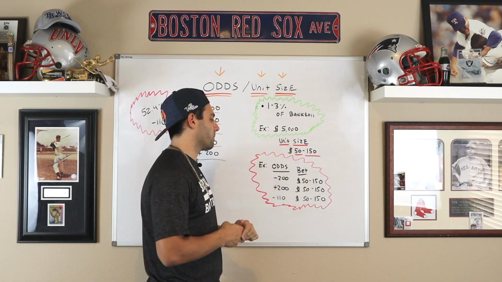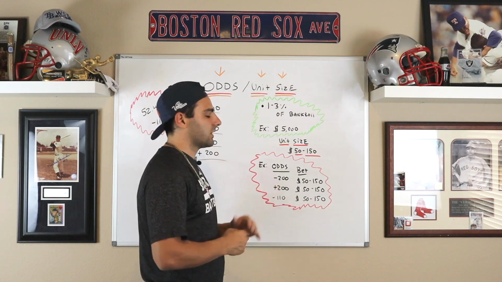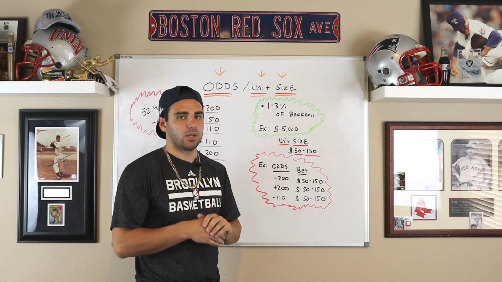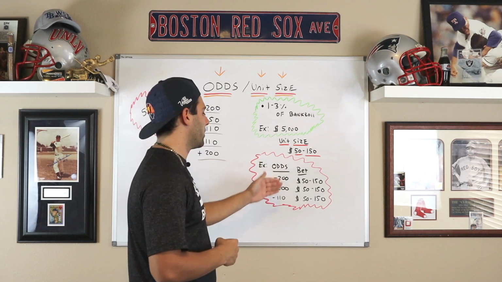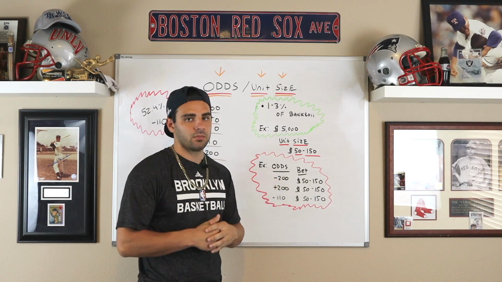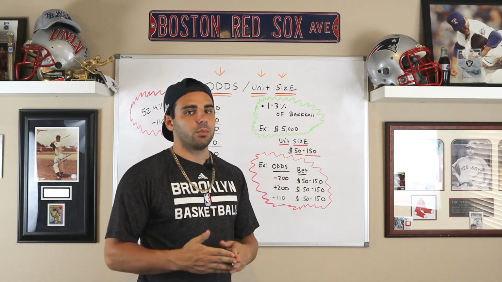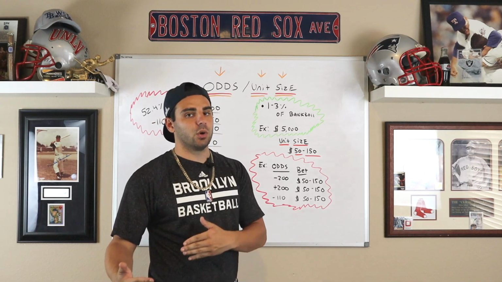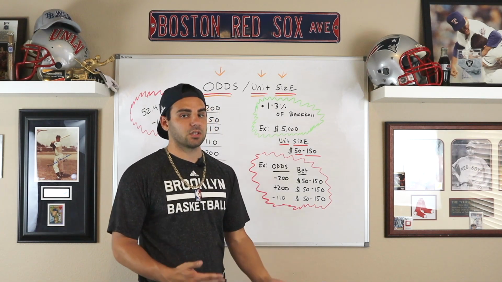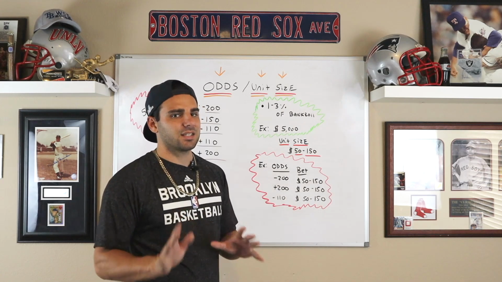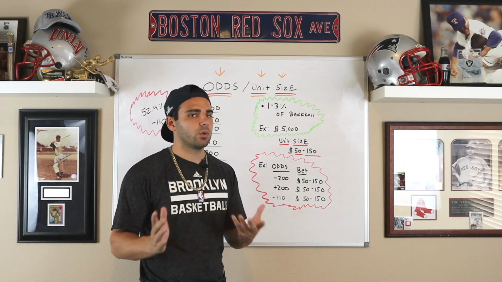That correlates with what your 1 to 3% is. Now, take that with the odds that we just explained over here. All right, so for example, if you have a play that's minus 200, like I said before, you've been taught that if it's minus 200, you put 200 to make $100, right? That's what you've been taught. But listen, that does not correlate with what your unit size is.